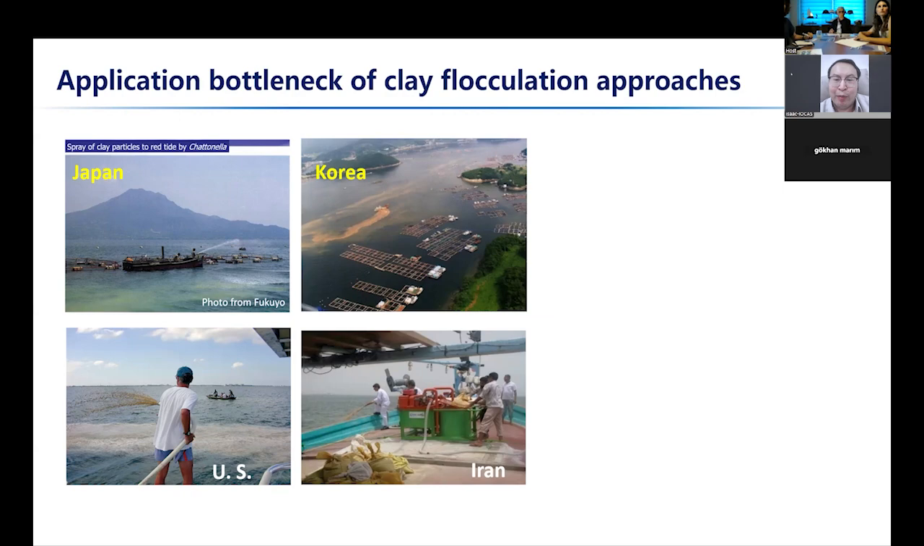This kind of approach has been introduced for field practice in different countries, for example, the USA and Iran.